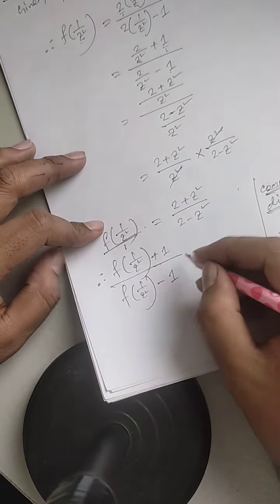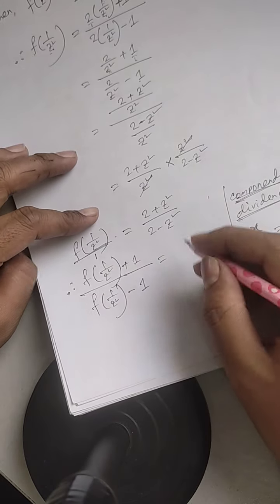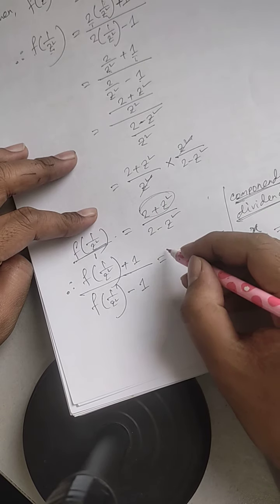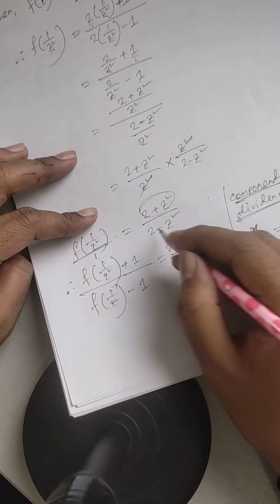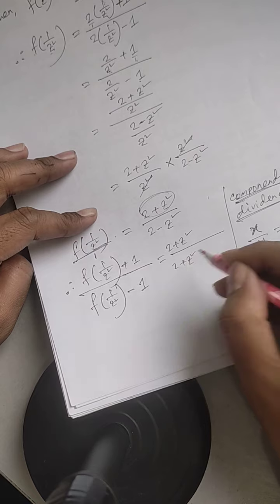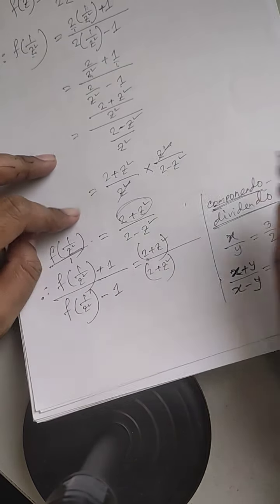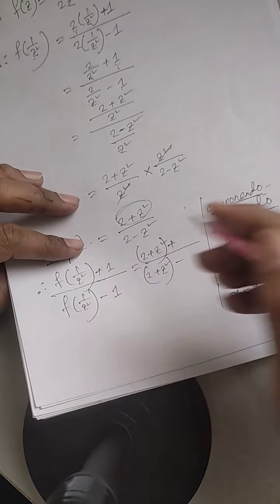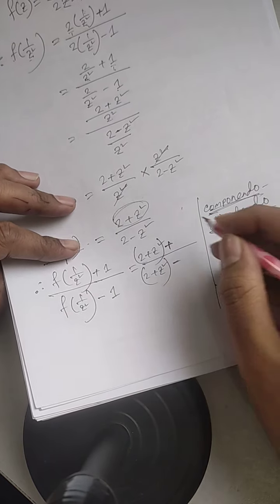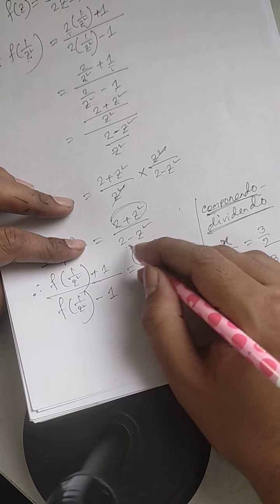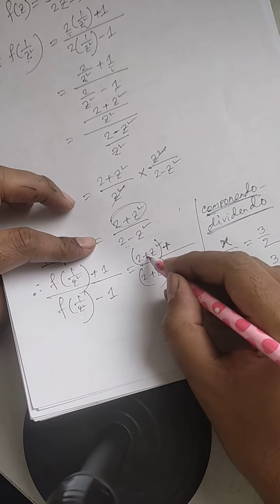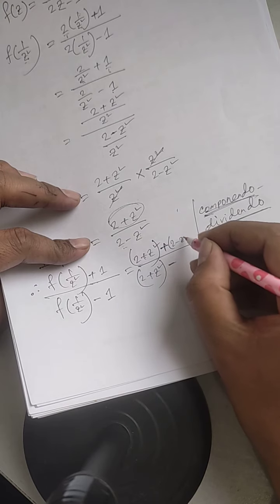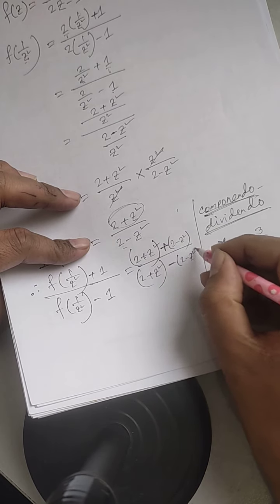Now we have to do the same thing on the right side also. With componendo dividendo, at first we write the numerator, that is 2 + z², and here also 2 + z². Then plus and minus, and the numerator is 2, then the denominator: 2 − z² here, and 2 − z² here.